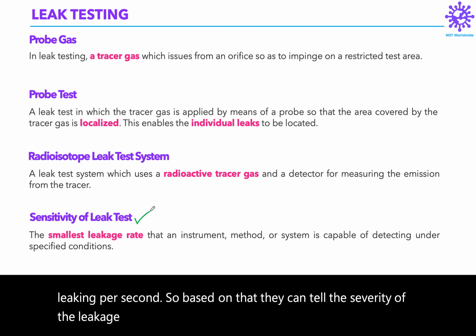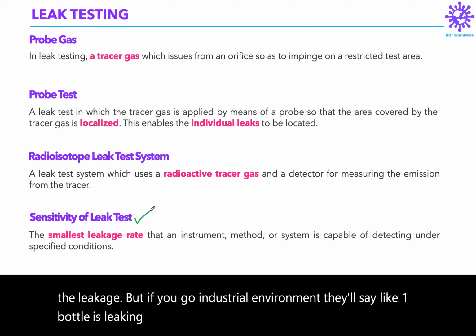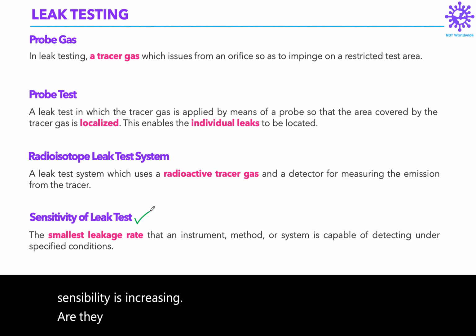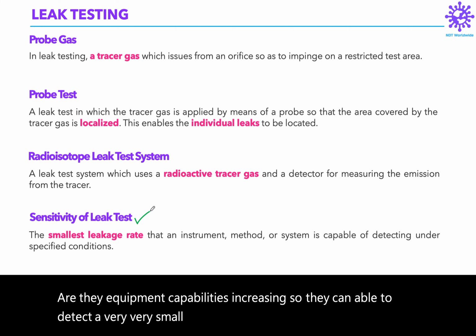But in an industrial environment, they will say one bubble is leaking for 5 years or 10 years. So the sensitivity is increasing, or the equipment capability is increasing, so they are able to detect very small leakages. That is what we call the sensitivity of leak testing.